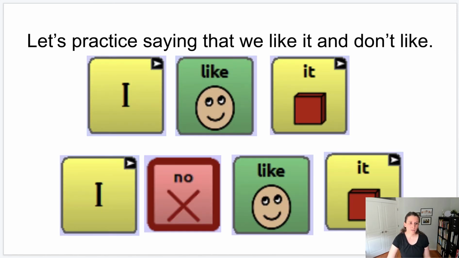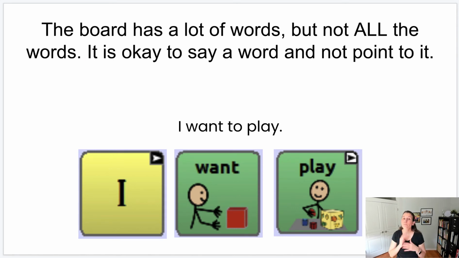Okay, now, this board has a lot of words, but it doesn't have all the words. It's really important to train these little peer communication partners that it's okay if you can't find every single word, right? So here's an example, guys. If we wanted to say, I want to play, I don't need to find all the words. I just need to find a few of them. So I could point to I, want, play, or I could just point to play, as long as I'm pointing to some of the words to get the idea across.